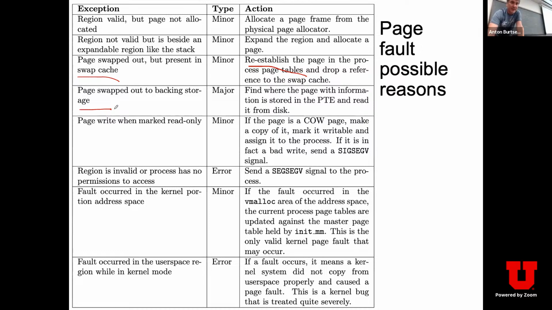If it's really in a backing storage, then it's called a major page fault. And then you go and read it from disk. Remember this address space separation and stuff like that, right? For example, the page is accessed on write, but the page was marked as read-only. So it's again a minor page fault.